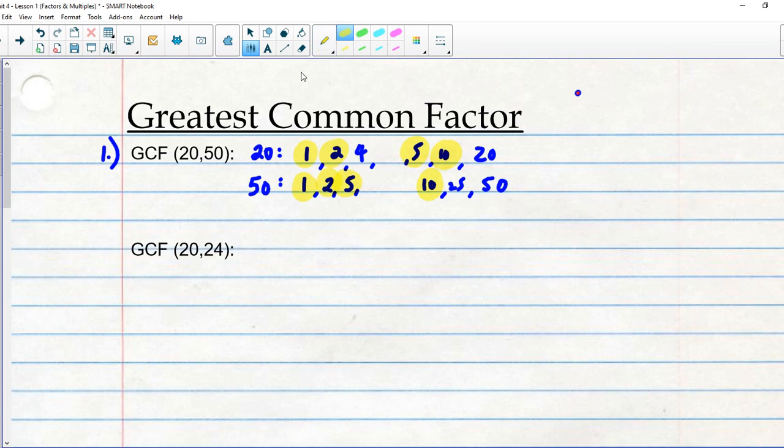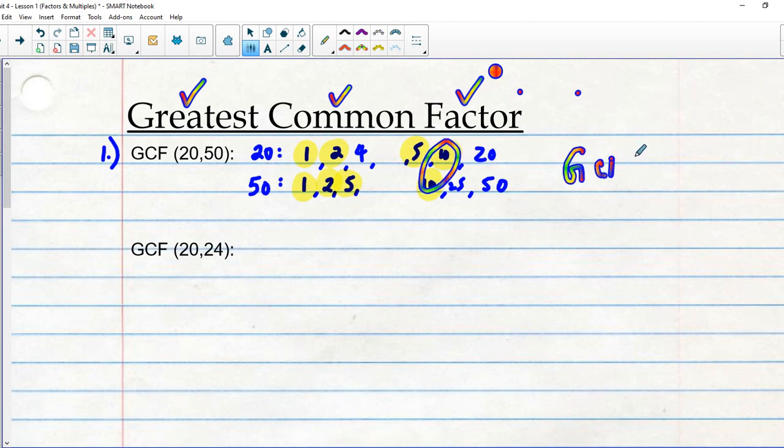Now, here's the big question. All right, you ready? Big rainbow. Okay, smaller rainbow. All right, what's the largest, greatest, right? What's the biggest number they, what does common mean? Yeah, sharing, right? What's the biggest number they share between these two lists? What's the biggest number they share? Yeah, 10. So what's the greatest common factor between 20 and 50? Yeah, it's 10.